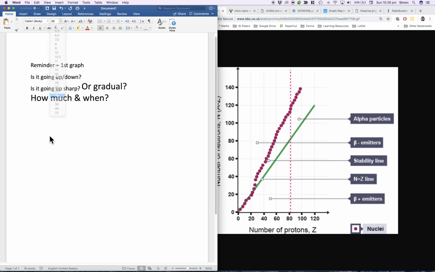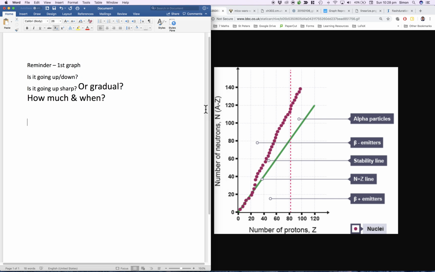I'm going to drop this font size just slightly here. 26. All right, so what's happening here on this graph? As the number of protons increases, the number of neutrons also increases. I don't know why this computer's being like this. I apologize for the weird font jumps. As the number of protons increases, the number of neutrons also increases.